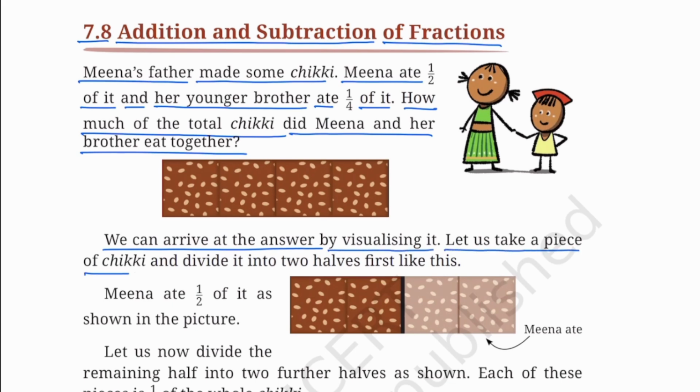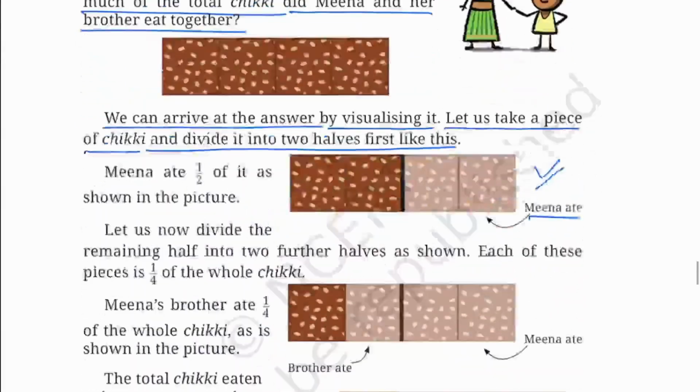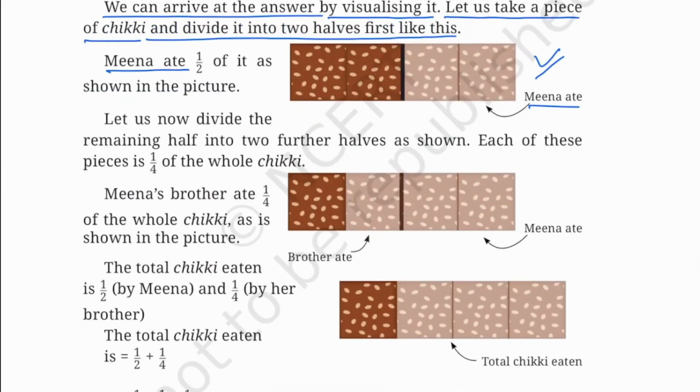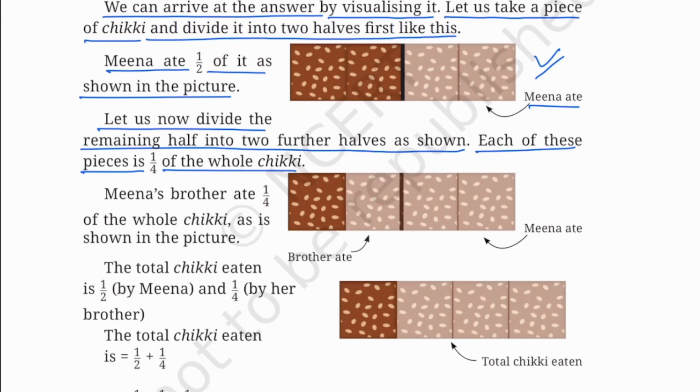Let us take a piece of chikki and divide it into two halves first like this. Mina ate half. Mina ate half of it as shown in the picture. Let us now divide the remaining half into two further halves as shown. Each of these pieces is 1/4 of the whole chikki. Brother ate 1/4, Mina ate half. Mina's brother ate 1/4 of the whole chikki as is shown in the picture.